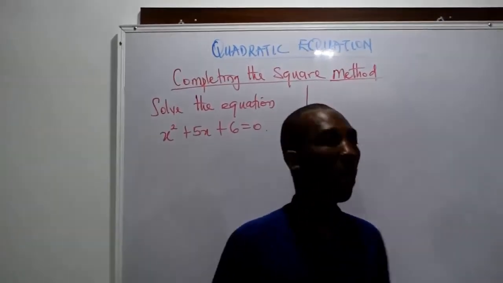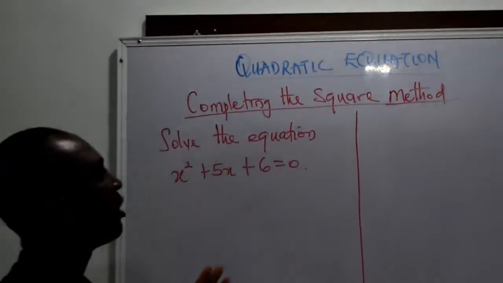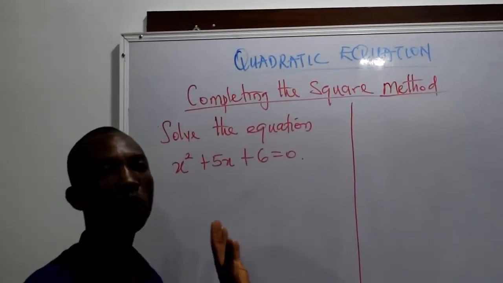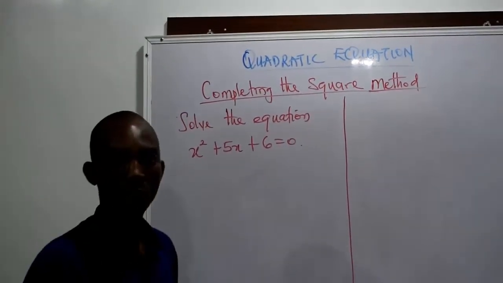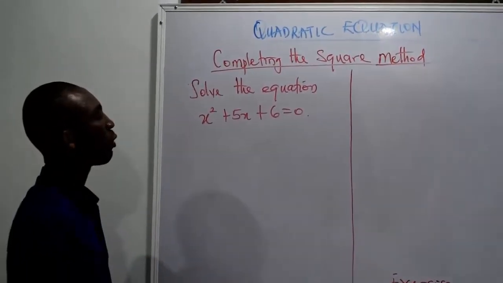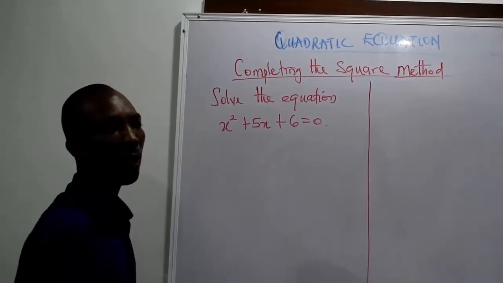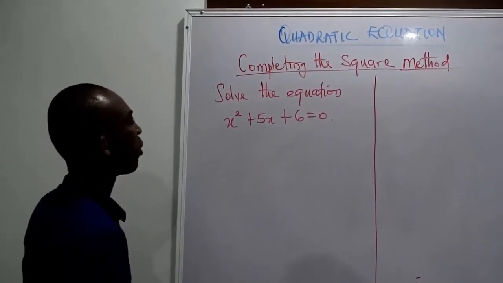Today, we want to work on quadratic equations, but we want to make use of the completing the square method to find the roots of this quadratic equation. Let's see it. For example, x squared plus 5x plus 6 equals 0. How do we go about it using the completing the square method?